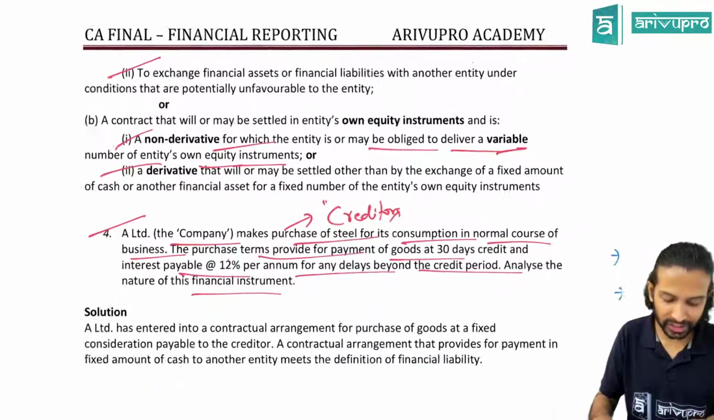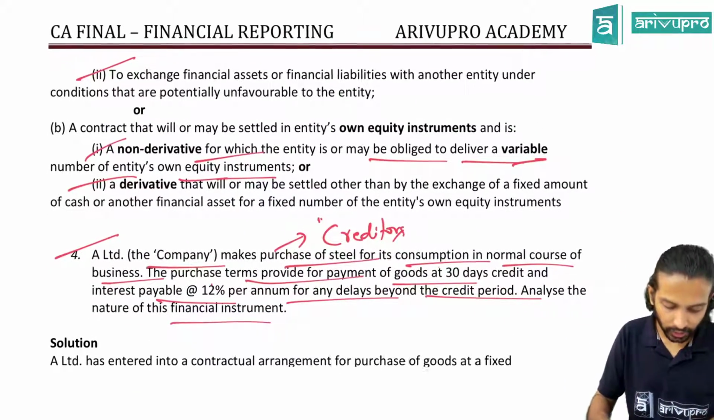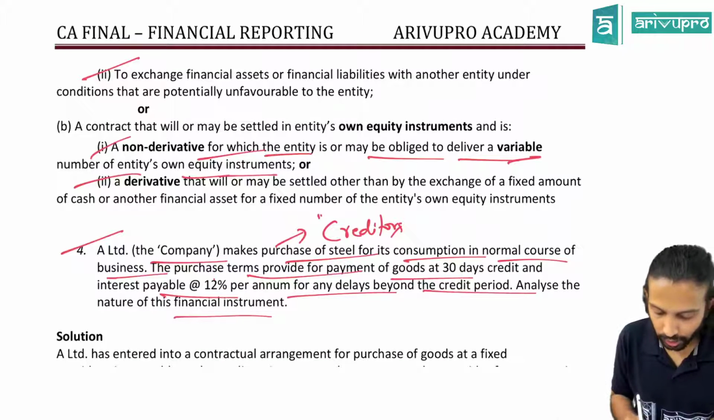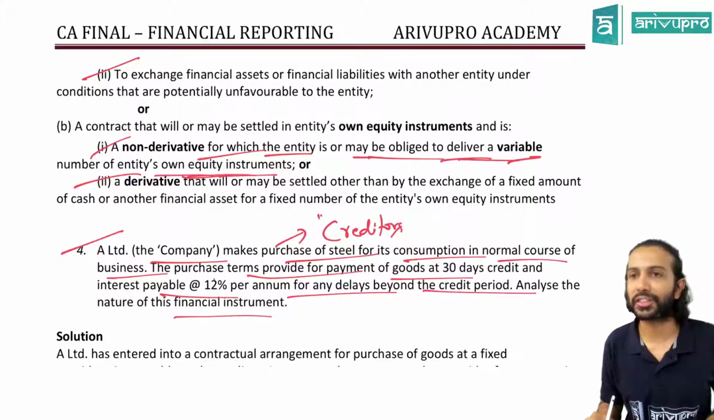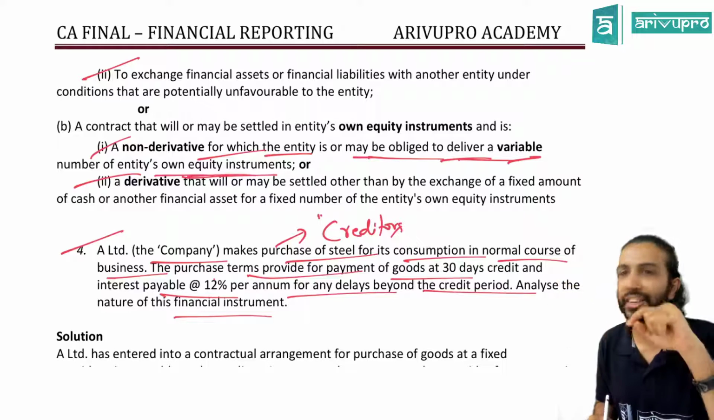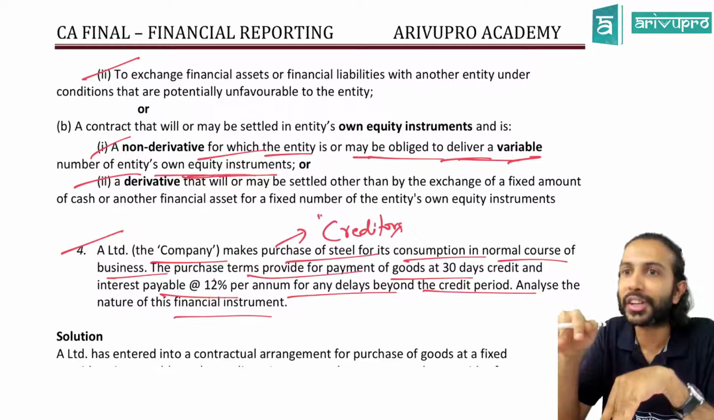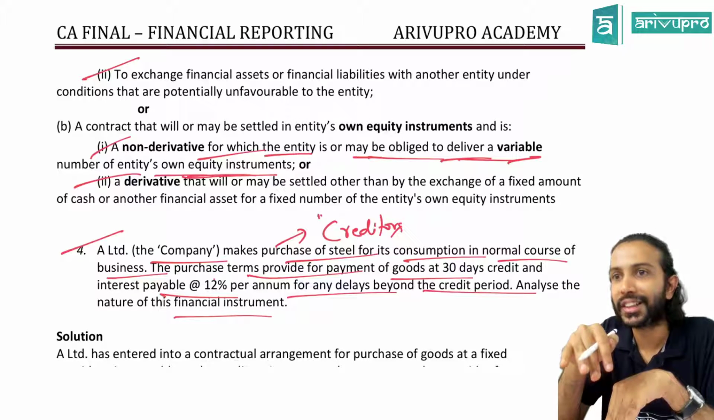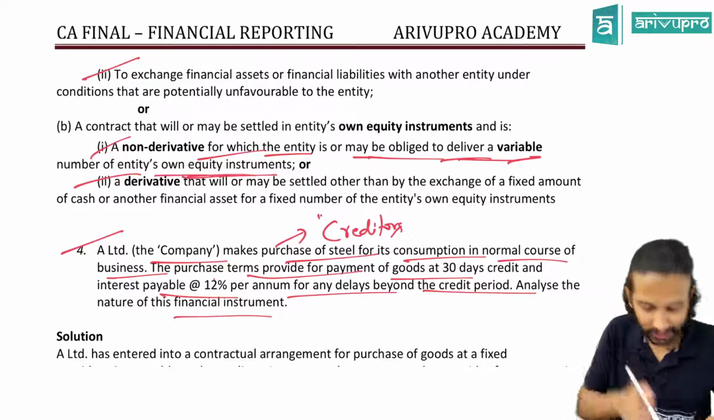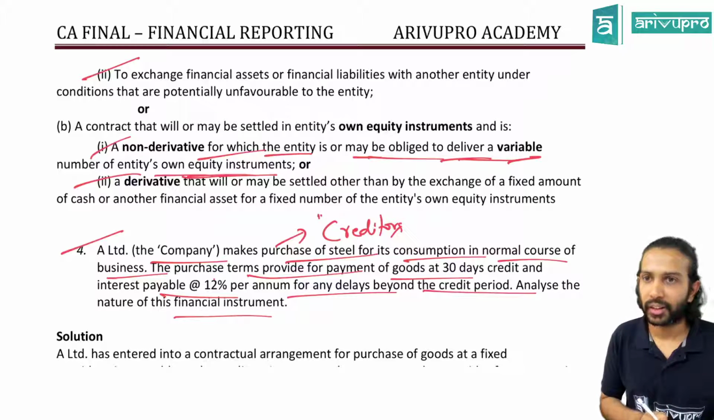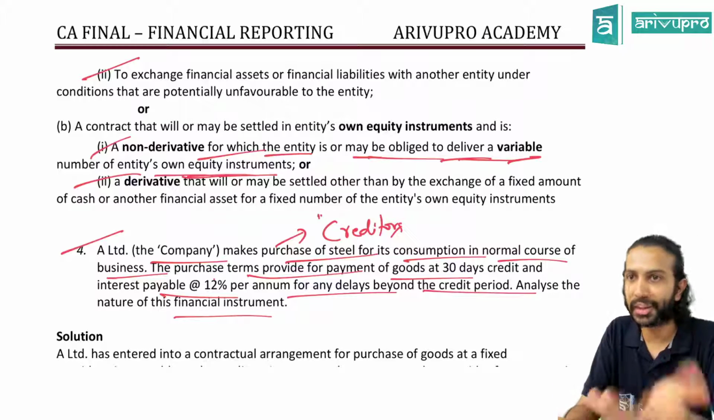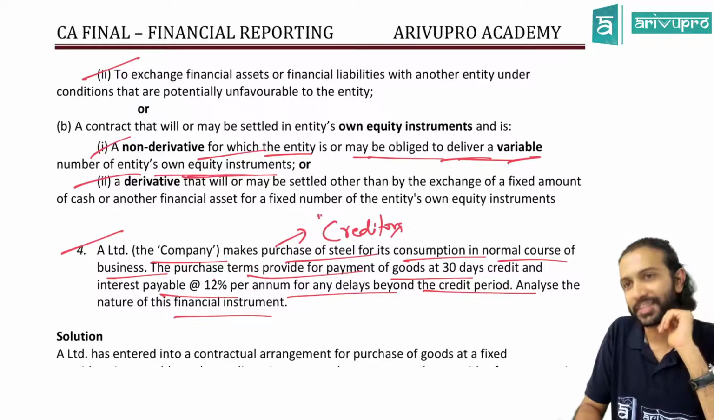I think now we can take this point. A non-derivative contract in which the entity is obliged to deliver a variable number of equity shares. I told you, for you to classify it as equity shares, fixed to fixed should be satisfied. That means the number of shares should be fixed. If it is not fixed, it becomes a financial liability. That is what this point is. If you are giving, it is a financial liability. If you are receiving, a financial asset.